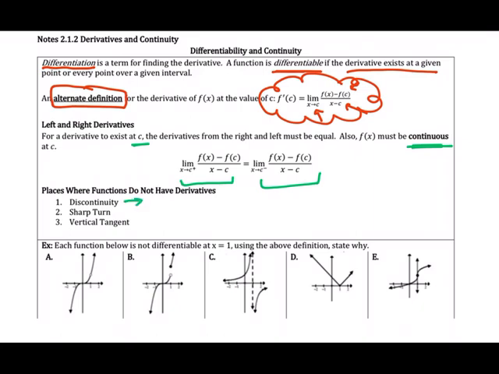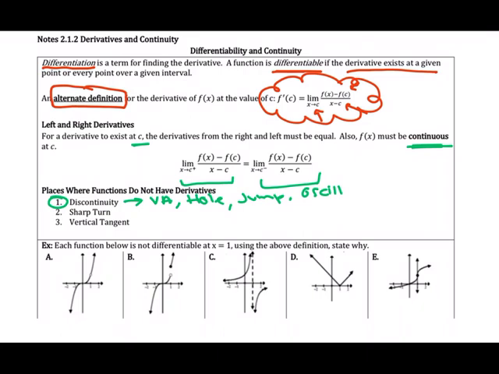Well, it might not be continuous. We've talked about having a vertical asymptote, having a hole, or having a jump discontinuity, or an oscillation. All of these are types of discontinuities. If a function is not continuous, then it can't be differentiable. So if there is a discontinuity at a particular value, then we can say that the derivative doesn't exist at that particular value.